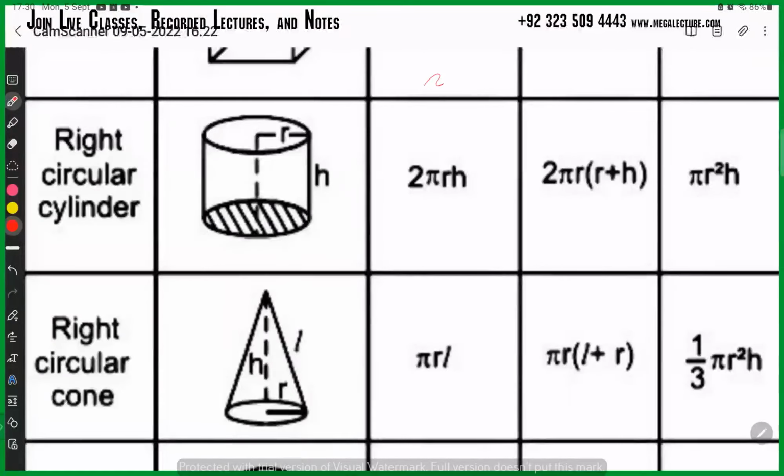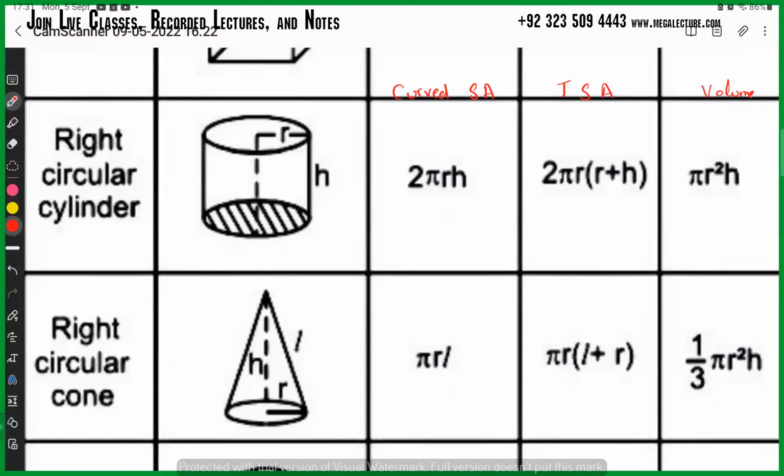This is basically the curved surface area. And this is the total surface area, and this is basically the volume. So now we only have 15 minutes. We will only be talking about these two rows, and that is it. Okay. For the first shape, we basically have a cylinder.